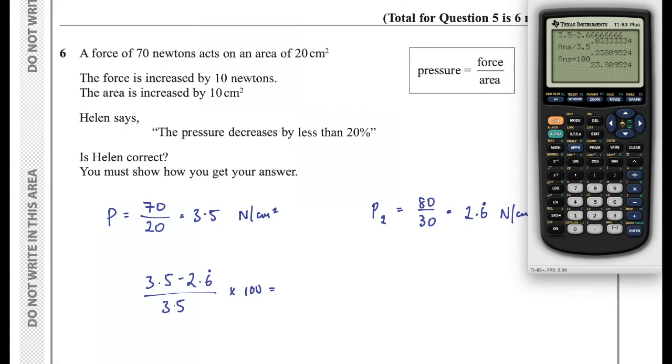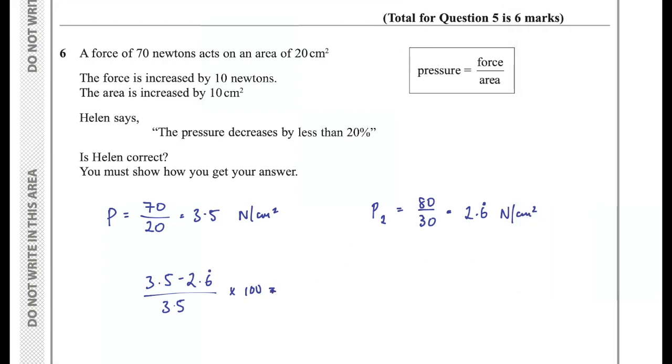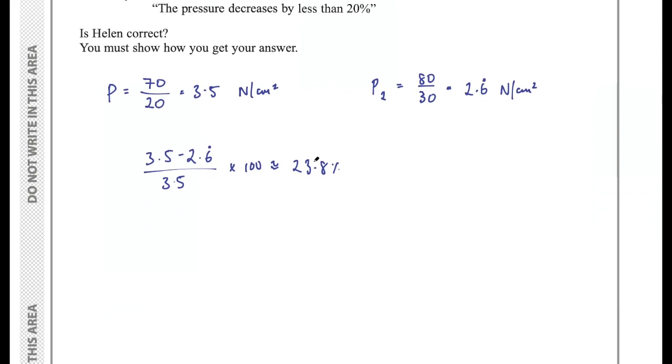23.8%. So approximately, rounded off, this is 23.8% percentage decrease. So Helen said the percentage decreases by less than 20%. Clearly she's incorrect. Okay, so just to finish off, I would state that. So Helen is incorrect.